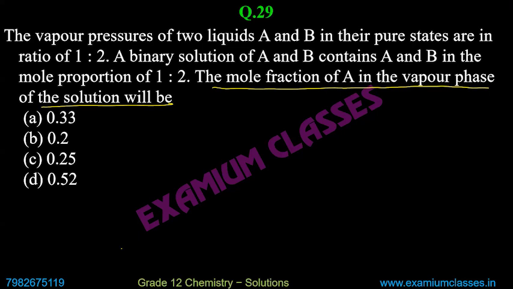Just assume, because it is ratio given, if you assume is P, it will be P is to 2P, okay? P and 2P. So just as a hint, I am telling you, just assume vapor pressure of A as P. So vapor pressure of B will be 2P. And then apply the formula of total vapor pressure.